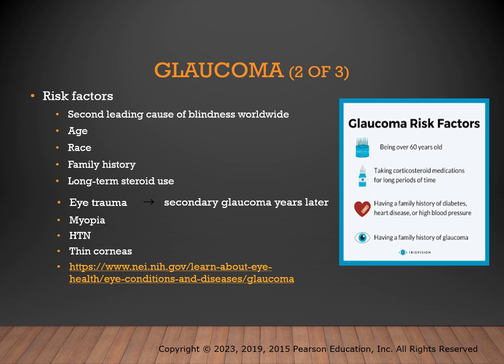The cause of glaucoma is unknown. It is thought to have a hereditary component, but no hereditary pattern has been identified. Cardiovascular disease or diabetes may contribute to it as well. So what are some of the risk factors? Glaucoma is the second leading cause of blindness worldwide.